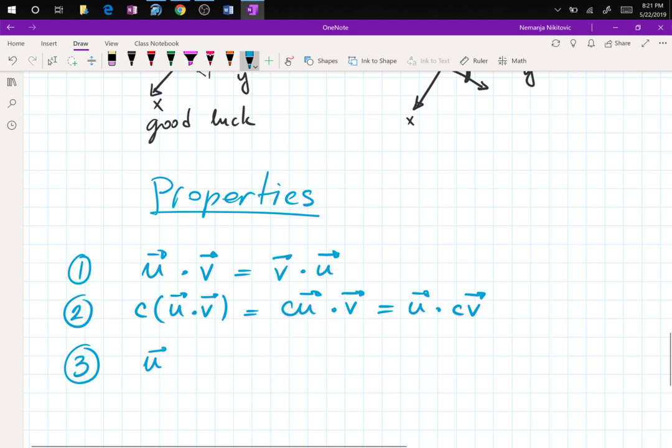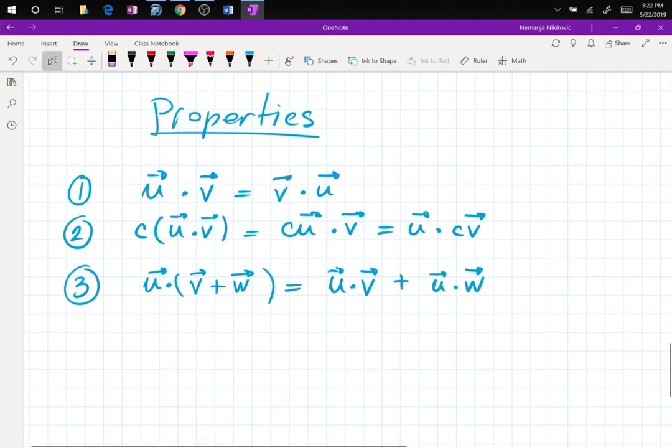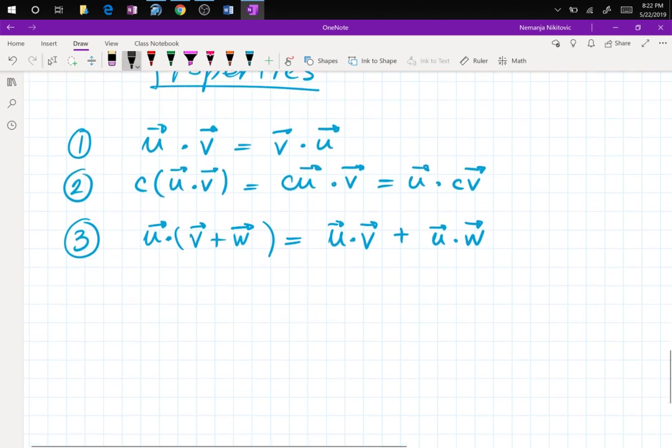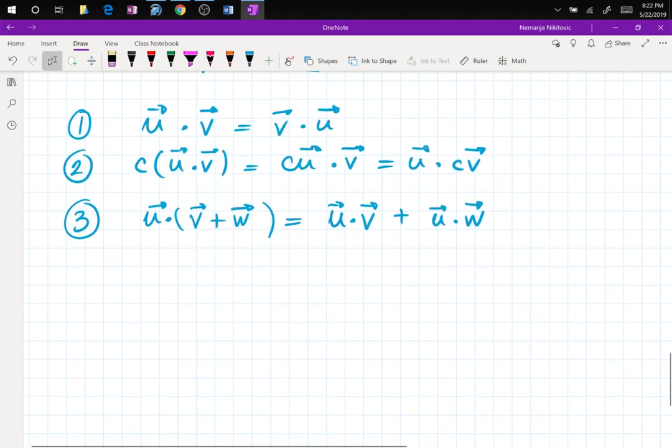And now we get u dotted with v plus w. There we go. Distributive property. That's going to be u dot v plus u dot w. So those are our properties of the dot product. We'll talk about two applications, one of which is projection, the other one is area, and we're done. Take the break after that.